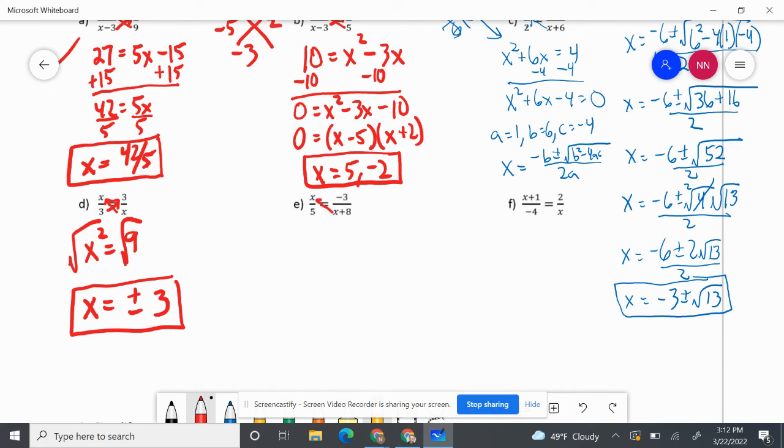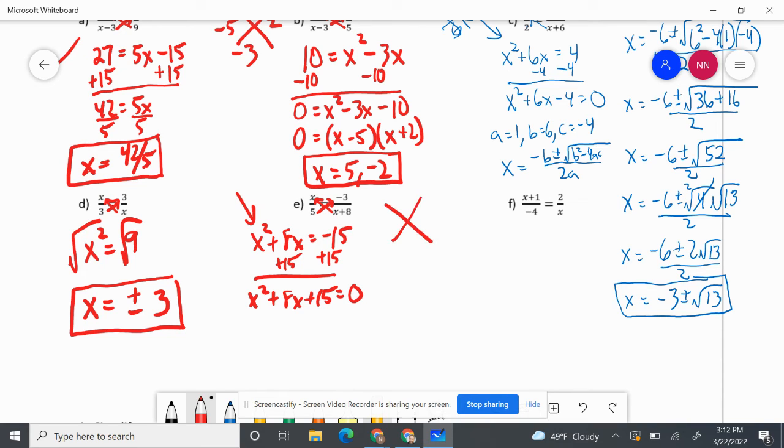For the next one, we do the same thing. We cross multiply, and we get x squared plus 8x equals negative 15. Because it's a quadratic, we're going to set it equal to 0. So I'm going to add the 15. And I get x squared plus 8x plus 15 equals 0. I'm looking for two numbers that multiply together give us 15, add up to 8, and that would be 5 and 3. So that would be x plus 5, x plus 3. And what gives me a 0? Negative 5 and negative 3. And those are our two answers.